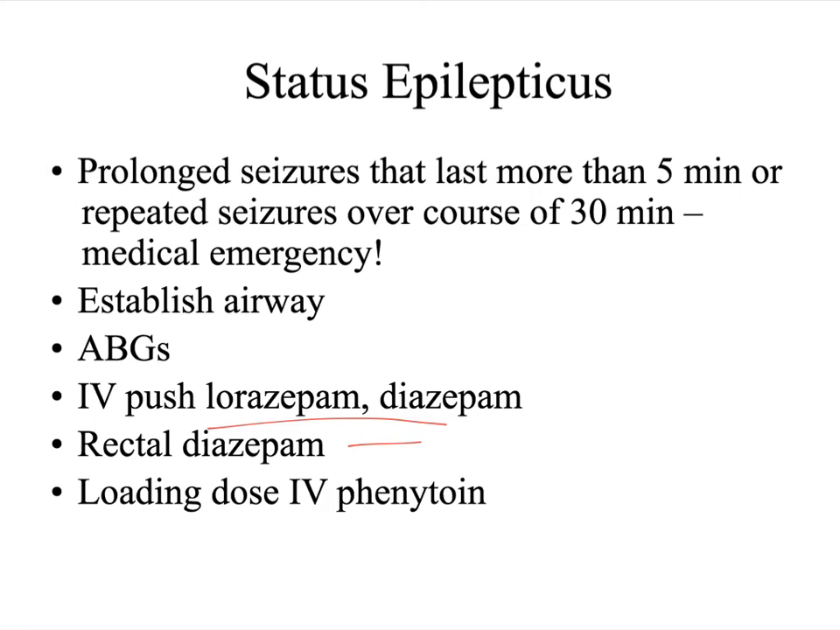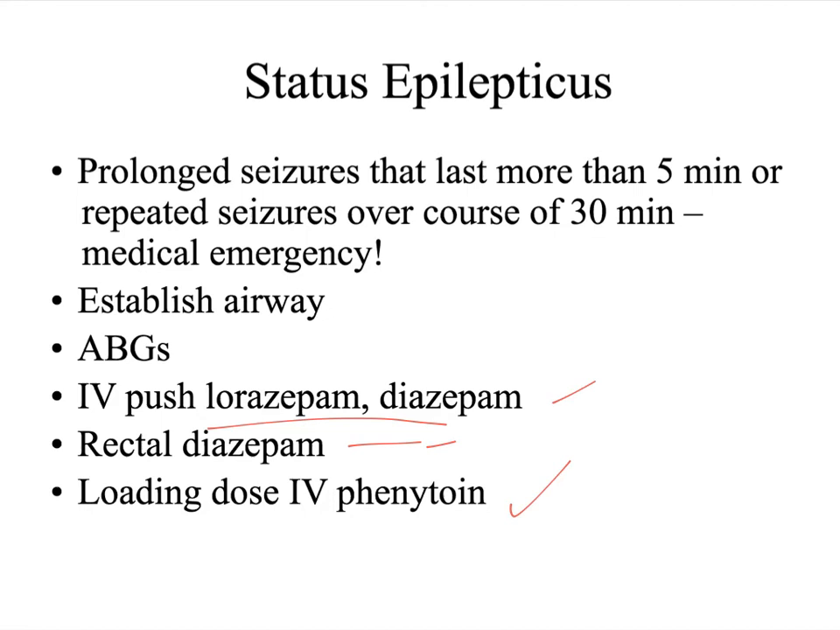Loading dose of IV phenytoin. Usually these two are given first, and then we will give the loading dose of IV phenytoin in order to prevent another seizure from happening. Remember, phenytoin is an anti-epileptic medication. It can be given IV, so it's the drug of choice to be given post status epilepticus. If we're able to stop the seizure with the lorazepam, then we'll give them a loading dose of phenytoin in order to prevent another seizure from occurring.